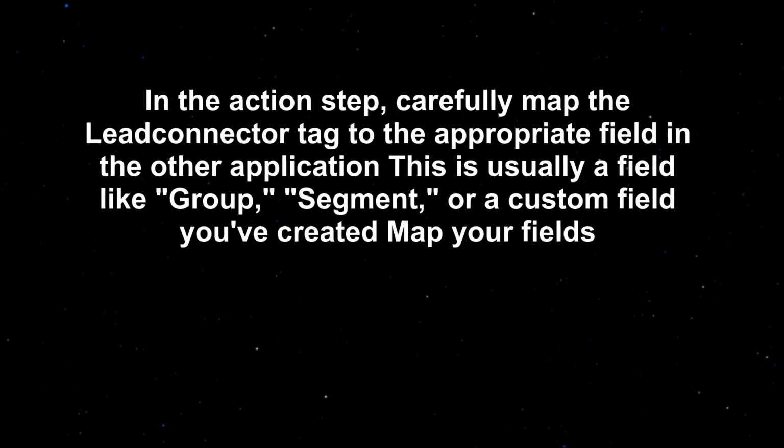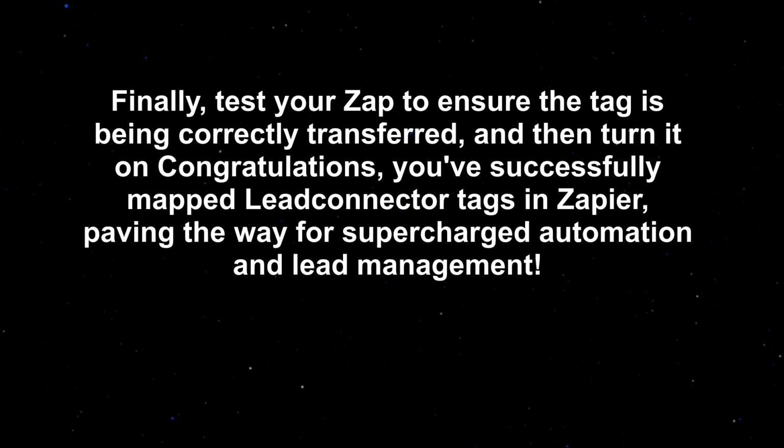In the action step, carefully map the lead connector tag to the appropriate field. In the other application, this is usually a field like group, segment, or a custom field you've created. Map your fields. Finally, test your Zap to ensure the tag is being correctly transferred, and then turn it on.